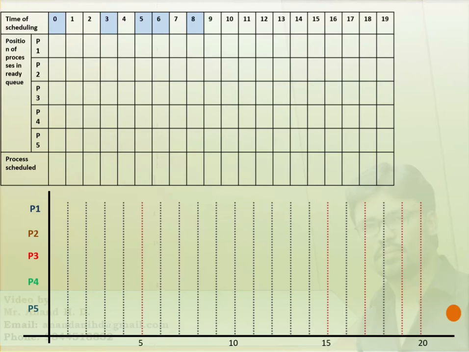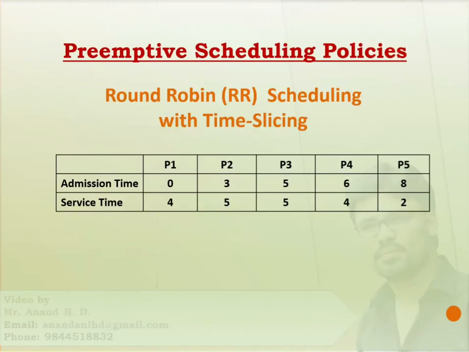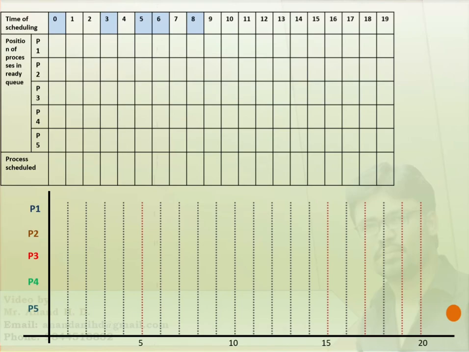Now let us look into the question. So this is the question, right? 5 processes P1, P2, P3, P4, P5 and their admission times 0, 3, 5, 6 and 8 time units and their service times 4, 5, 5, 4 and 2 time units respectively. So now at 0 time units there is only one process in the ready queue, that is process P1, right? So there are no other processes competing. So P1 will be selected for scheduling and P1 will be scheduled from 0 to 1 time unit.